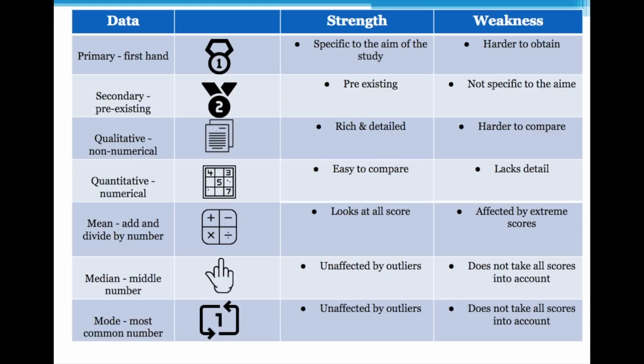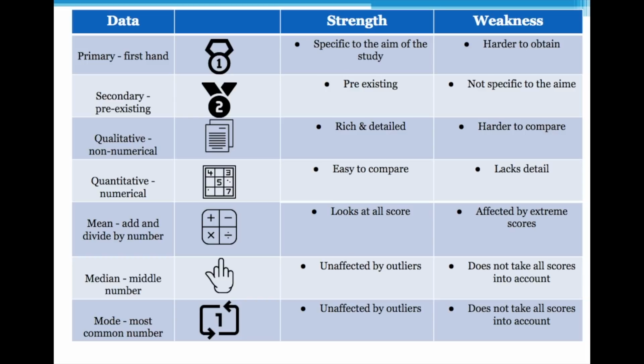Whereas secondary data is pre-existing, so it's already out there, which is great. So I could do a study using secondary data now if I wanted to. However, it's not specific to the aim. Not with an E, why have I put an E? An aim. Next is qualitative and quantitative data.